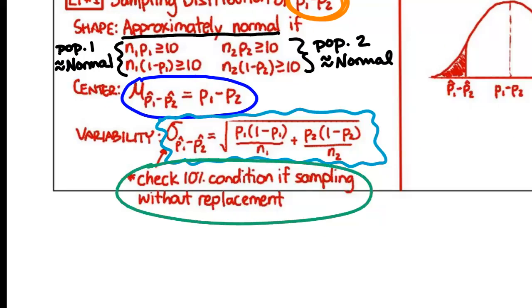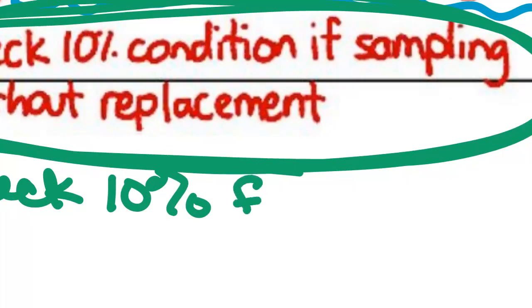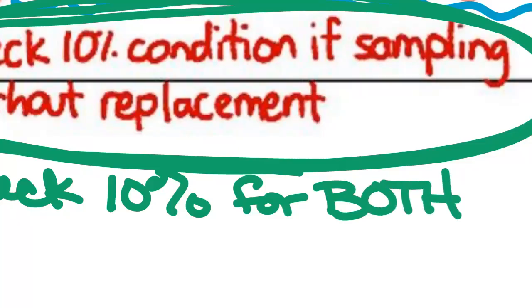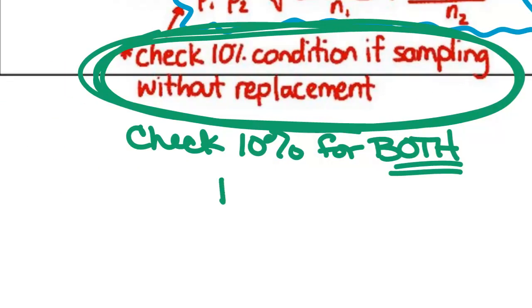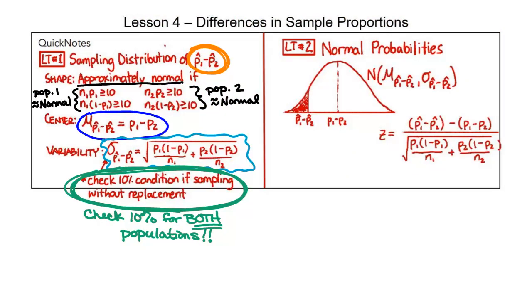And now this piece right here, they will rarely, if ever, prompt you for this, but you are expected to remember, if you ever go to calculate standard deviation, you have to check 10%. They will not prompt you on that. You have to check it anyway. You have to check 10% for both populations. If we don't pass the 10% condition for both populations, then we cannot calculate the variability. We cannot calculate standard deviation. It has to pass for both.